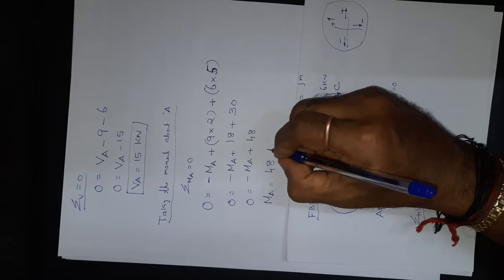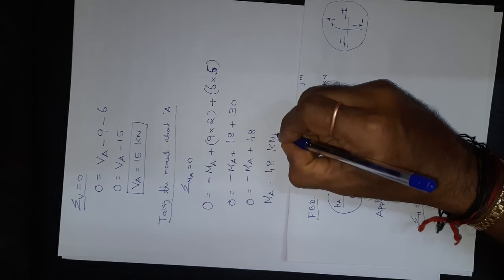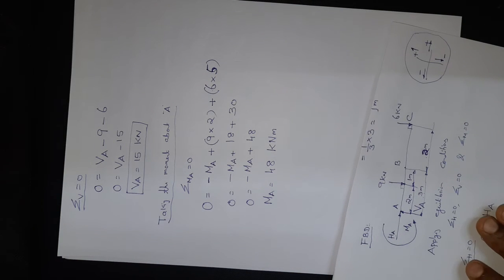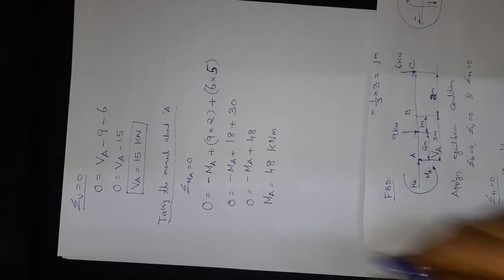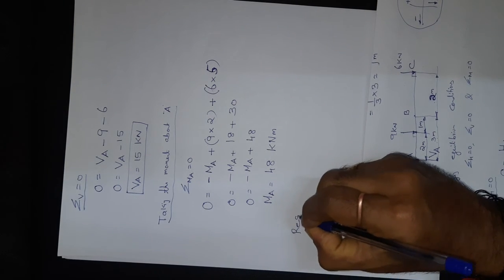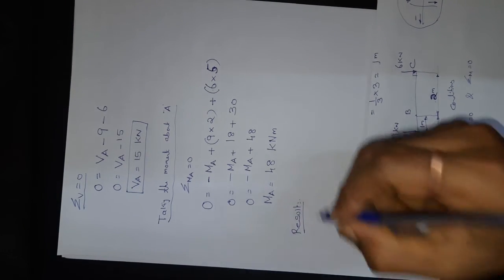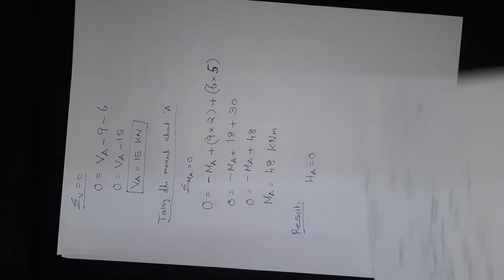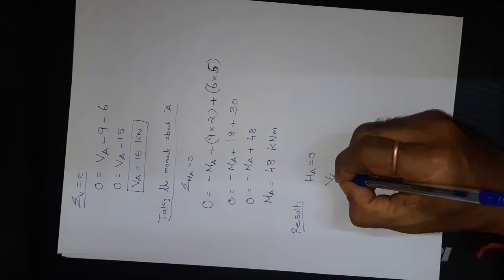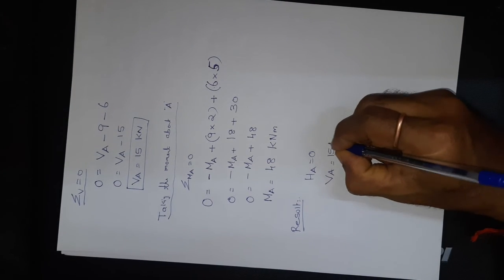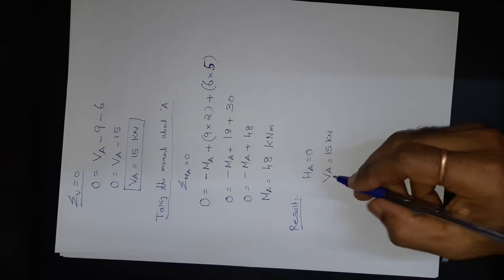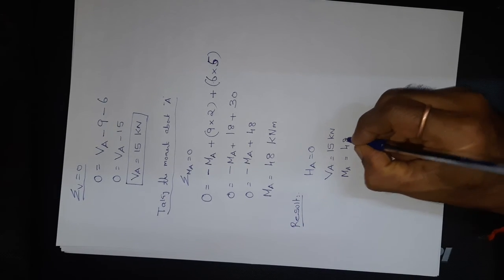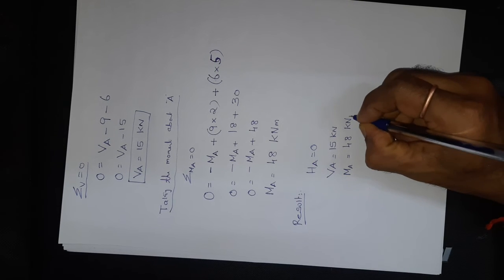What would be the unit here? Kilonewton meter, because it's a moment, right? Fine. Next, you'll have to write the result here. So HA equal to 0, isn't it? Then VA equal to 15 kilonewton, isn't it? And MA, the moment about A, equal to 48 kilonewton meter.